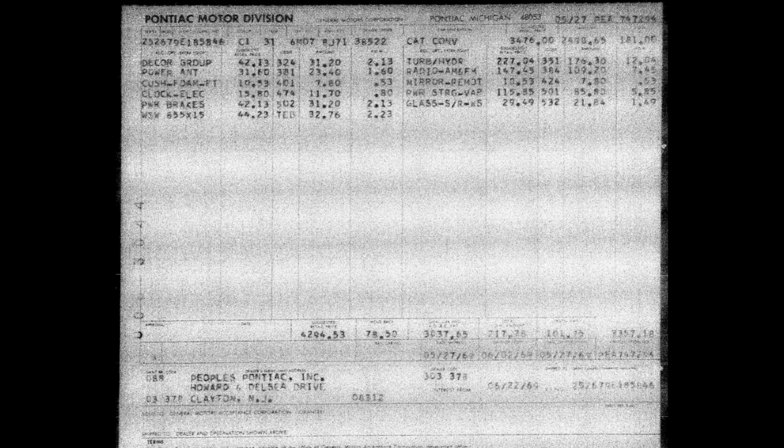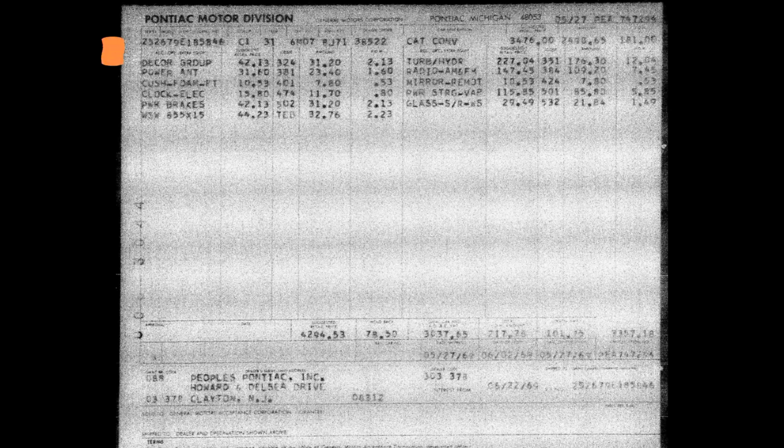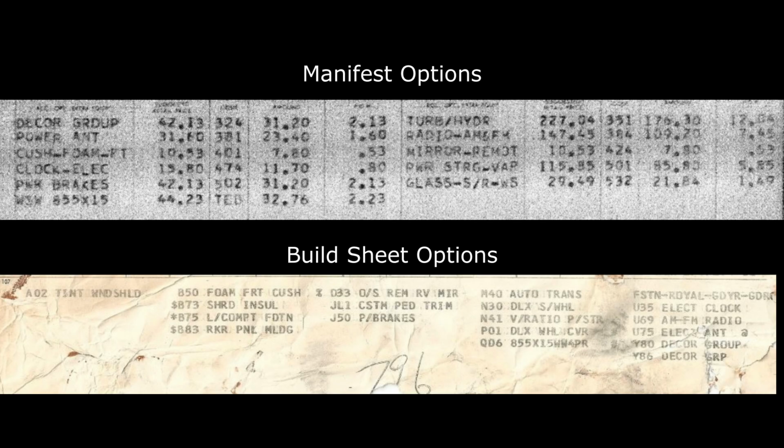The manifest is a more human-friendly version of the build sheet. It shows all the data about the car and the specific options that were included. It also contains dollars and cents. This was used to coordinate with the dealers. Note that most of the options listed on the build sheet have also been itemized here. The descriptions between the two documents are very similar, so it is pretty easy to match them. The codes, however, are completely different.